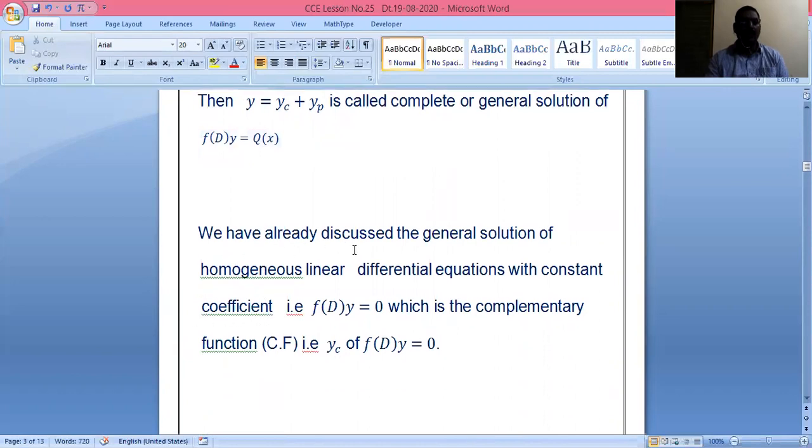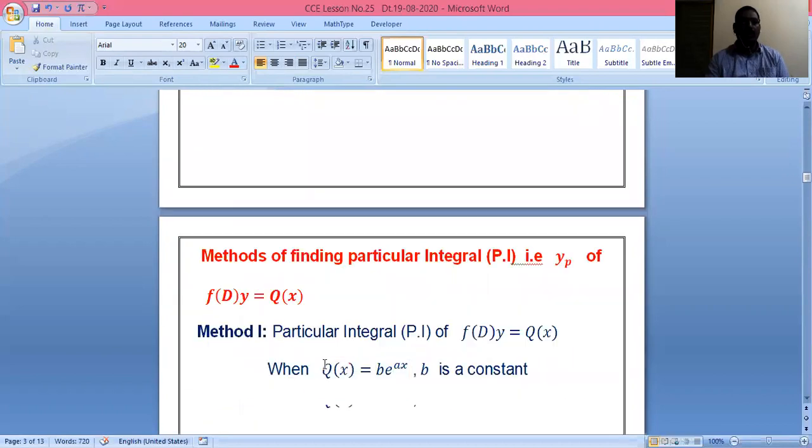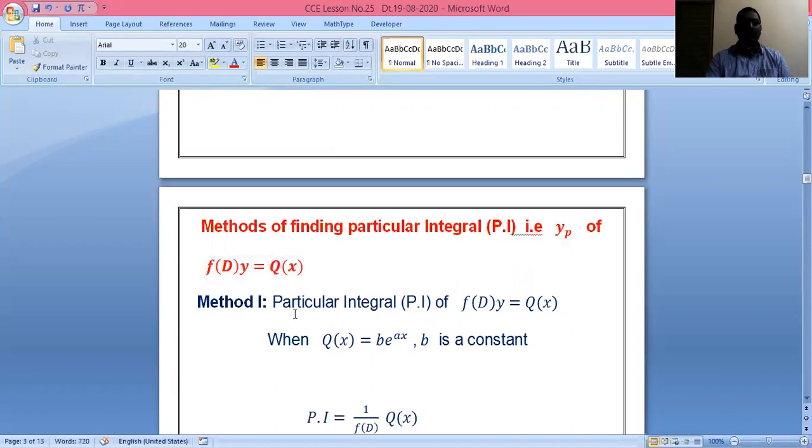We have already discussed the general solution of homogeneous linear differential equations with constant coefficients, that is f(D) y = 0, which is the complementary function CF, that is yc of f(D) y = 0. Now we are going to learn methods of finding particular integral PI, that is yp of f(D) y = Q(x).